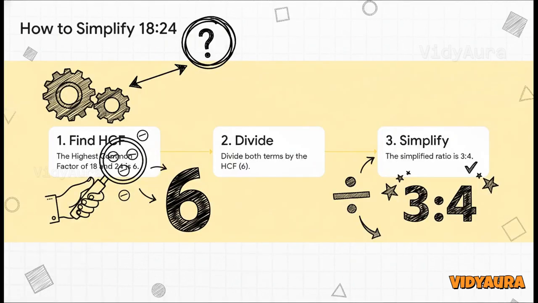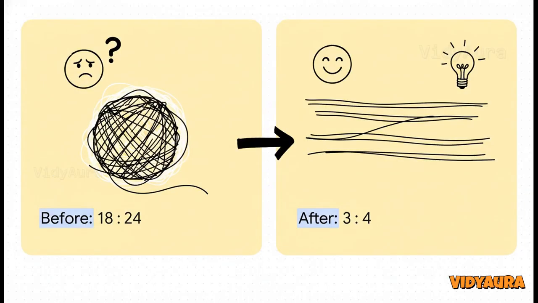So how do we simplify? Well, you just have to find the biggest number that can divide evenly into both parts of your ratio. It's called the highest common factor, or HCF. For 18 and 24, what's the biggest number that goes into both? It's 6. So we divide both sides by 6, and we get our new beautifully simple ratio, 3 to 4. And this is exactly why we do it. I mean, look at them side by side. Which one is easier to understand in a split second? 18 to 24 or 3 to 4? The relationship is exactly the same, but the simple version makes it crystal clear.